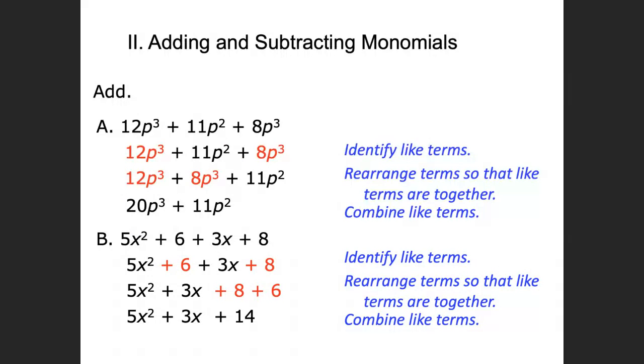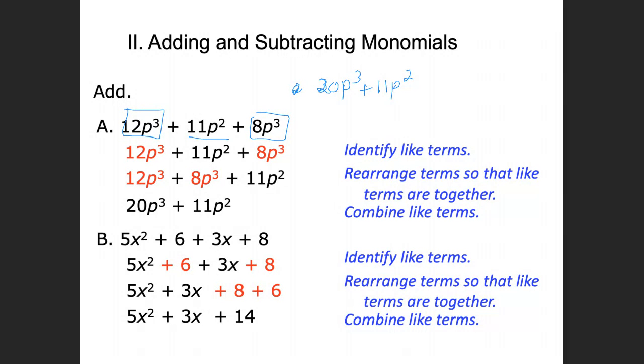Here are some examples. If I wanted you to add 12p to the third plus 11p squared plus 8p to the third, I find like terms. These are like terms. The 12p to the third and the 8p to the third, they have the same variable to the same power. So if I add that together, I end up with, whoops, what is that? 30p to the third. I cannot do anything with the 11p squared, so I just leave it alone. So my answer, oops, I'm sorry, that's 20. Don't know how to add today. 20p to the third plus 11p squared.